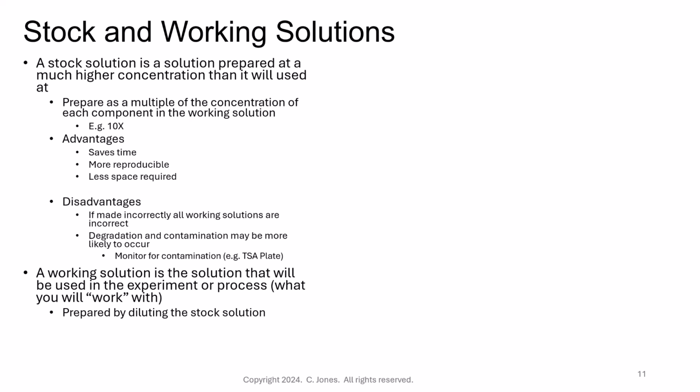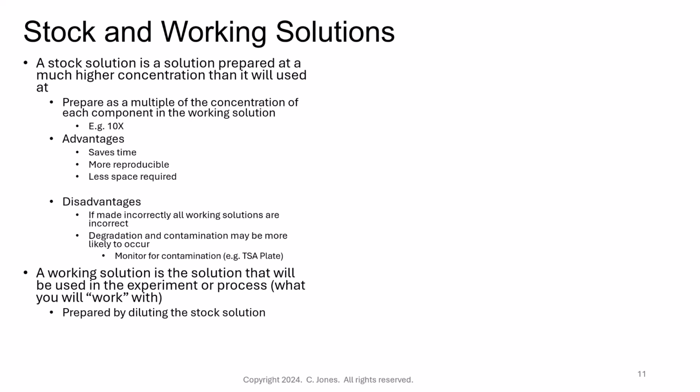So let's talk about stock solutions and how we prepare working solutions from stock solutions. This is really easy, but I just want to make sure we illustrate this. So again, a stock solution is a solution prepared at a much higher concentration than we will actually use or work with, all right? So we prepare this as a multiple of the concentration of the working solution, like 10x, 20x, 100x, whatever. So that x just means it's that much more concentrated than the working solution. So 10x, 10 times more concentrated than the working solution. 50x, 50 times more concentrated than the working solution.